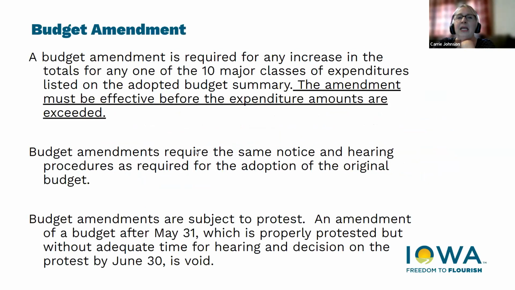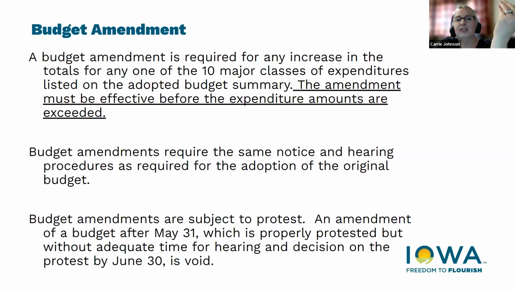A budget amendment is required for the increase in totals of any of those service areas or classes of expenditures, and you do need to amend before you spend. A budget amendment requires the same notice and hearing as was required for the adoption of the original budget. Now, only the regular hearing is required. We're not talking about tax at this point in the game. We're into the fiscal year, so you don't do that additional first hearing that we're doing now.